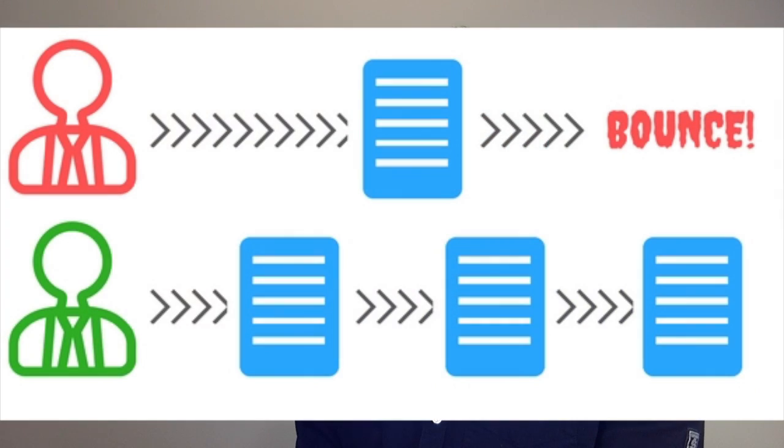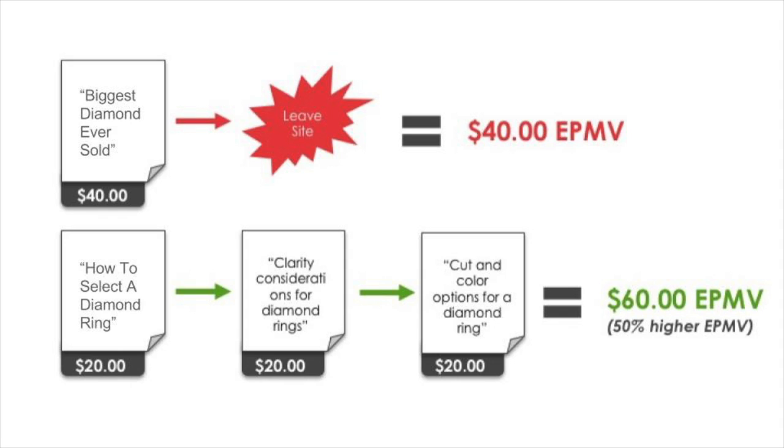As you remove these different things, you have to take into account the user's experience and the overall journey of the user. This is what EPMV does. Let me give you a good example of this. Let's imagine you have a website about diamonds. On that site, you have two different pages. You have one page about the largest diamond ever sold, and then you have another page about selecting the best diamond ring. Now, the RPM on that first page about the biggest diamond ever may be much larger than the page that's actually about selecting a diamond ring.